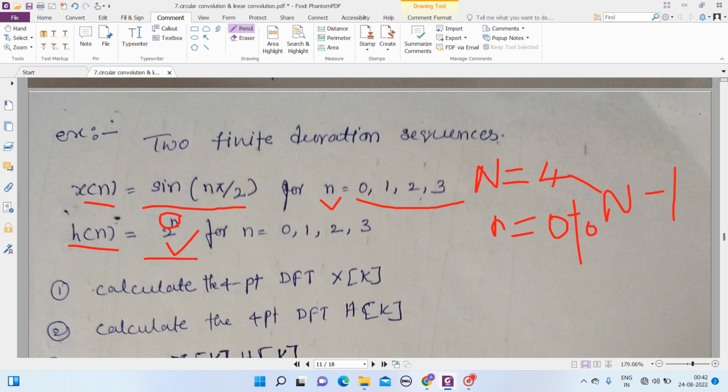So they will give the problem like this. They won't give the values, right? They won't give the sequences. So you have to find out the values by applying the values of n as 0, 1, 2, 3 in the given function.